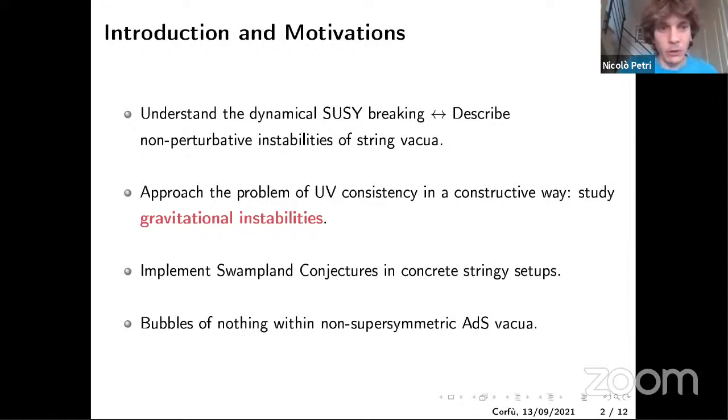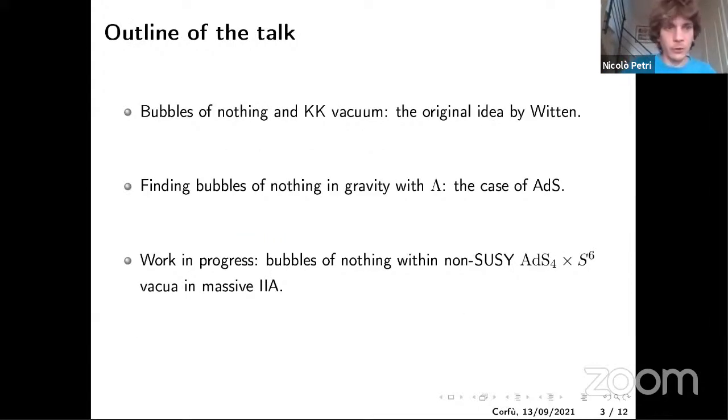So in my talk, I will mainly focus on these particular non-perturbative instabilities, describing decays of the gravitational field, that were discovered by Witten in 1982, studying the 5-dimensional Kaluza-Klein vacuum. I'm talking about bubbles of nothing. So first of all, in a very quick and maybe superficial way, I will try to introduce these instabilities and say something about them.